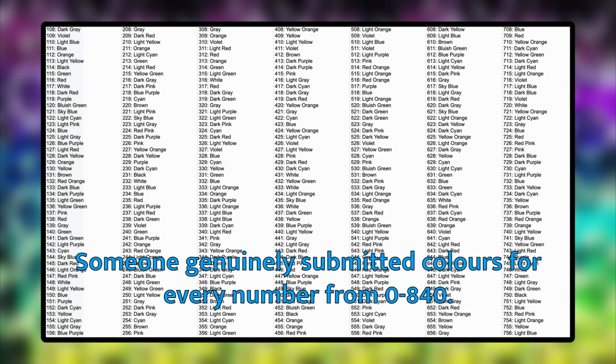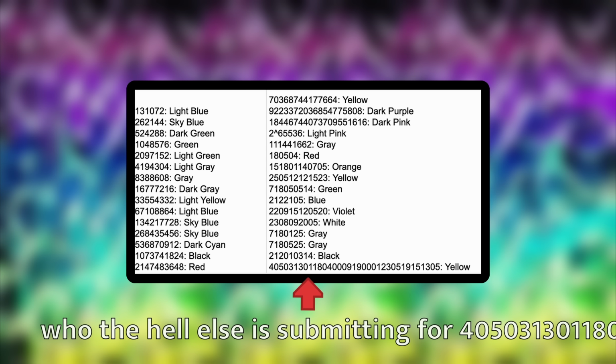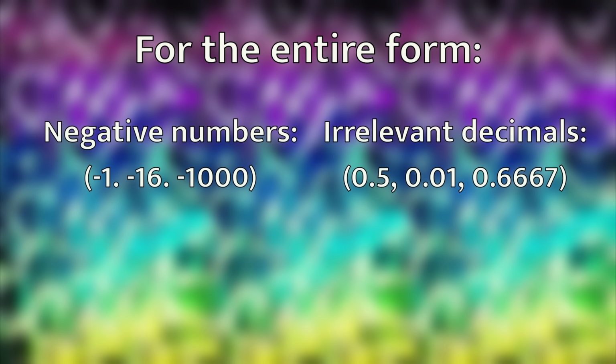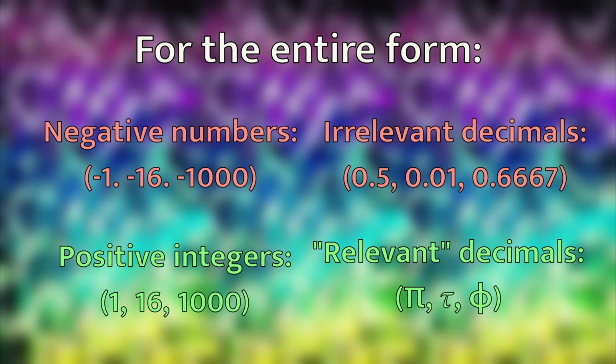Going through over 1,000 different numbers and their colors in this video is a little bit much, especially when most of these numbers only got one submission. So I've decided to impose a couple restrictions. As a baseline for the entire form, I decided to ignore negative numbers and irrelevant decimals, focusing only on positive whole numbers and other relevant decimals.